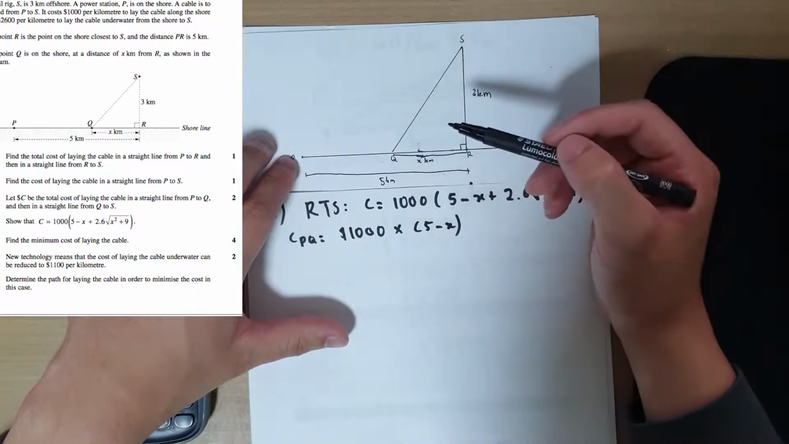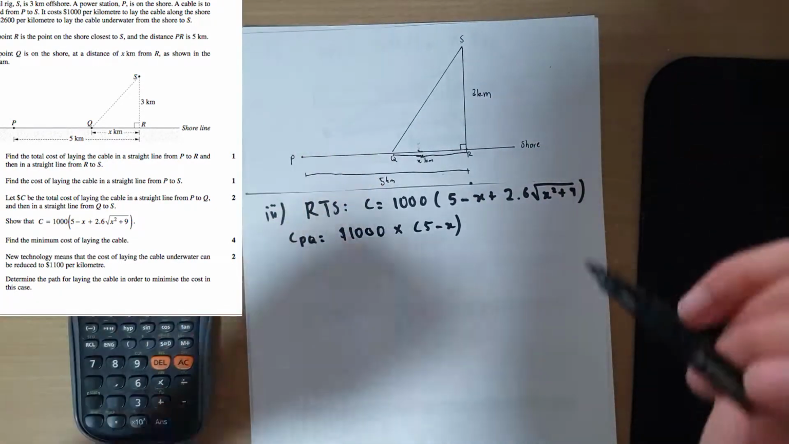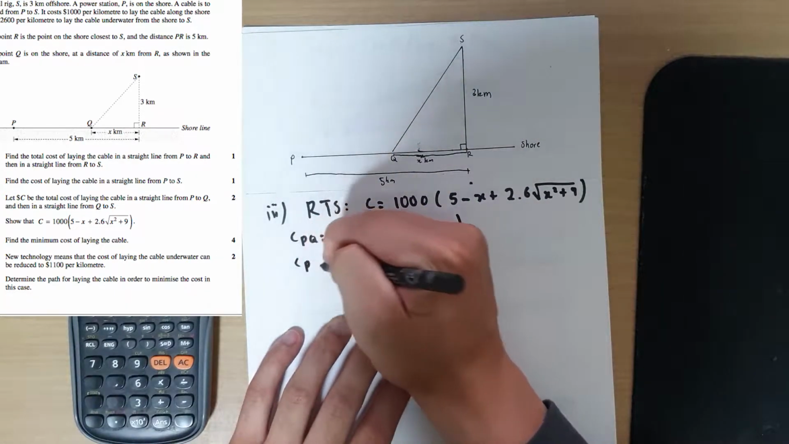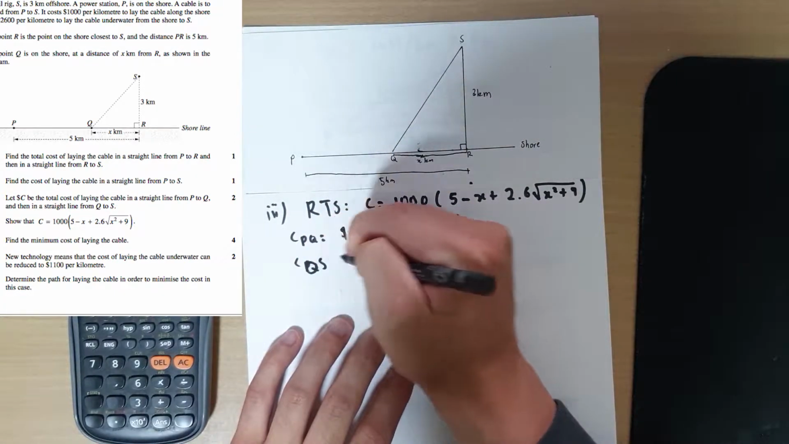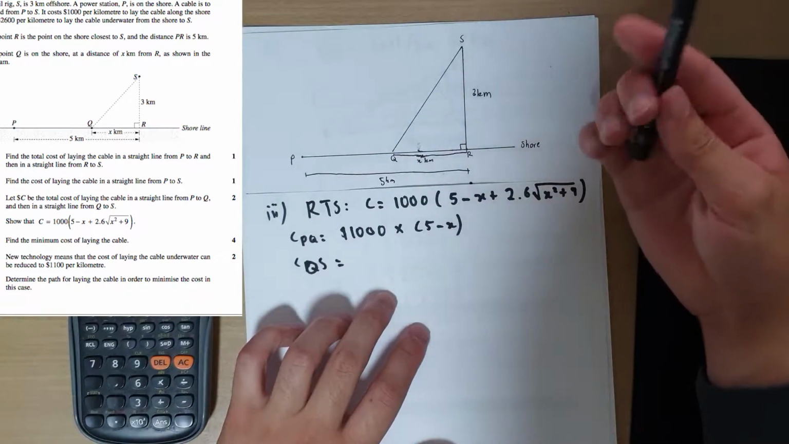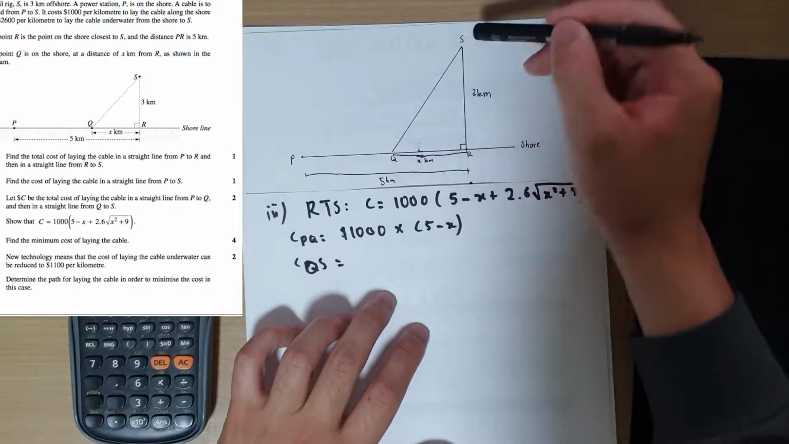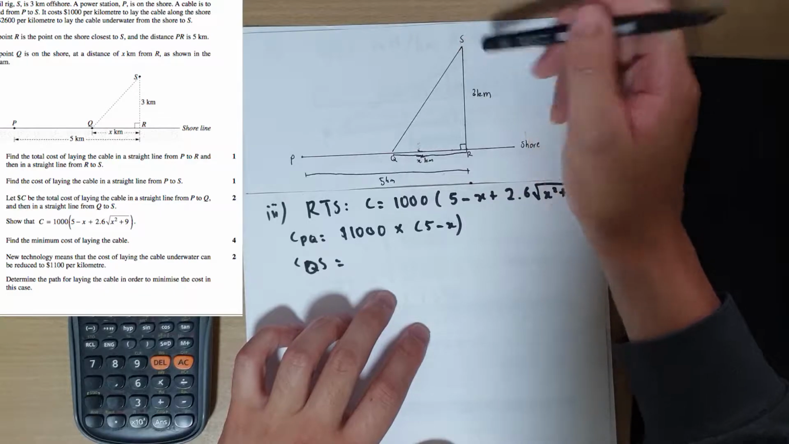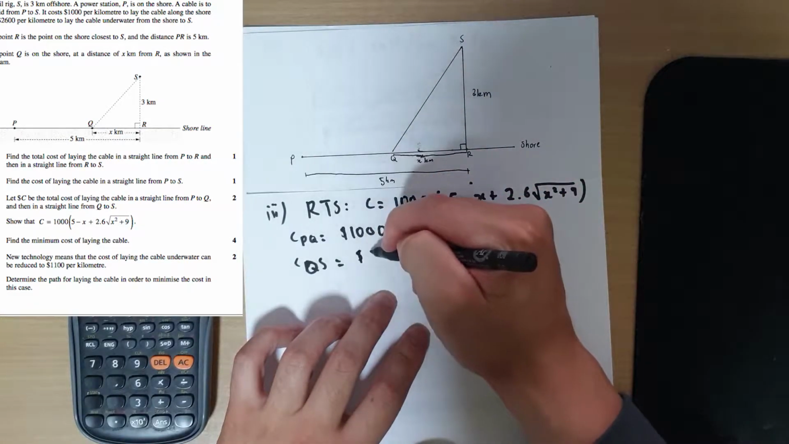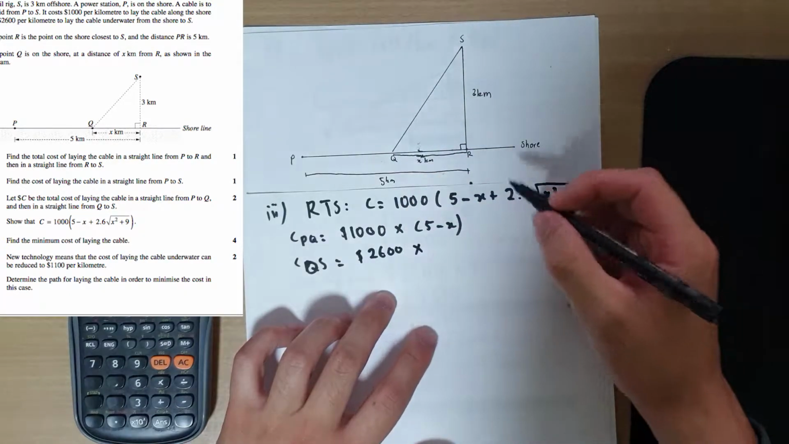What's the next part of the cable? It says Q to S. So how do we find Q to S here? Exact same as the previous question. We've got to find the cost of Q to S. So what's the cost per kilometer if we go Q to S? This is the shore, this is in the water. So if we're going from Q to S, we've got to lay our cable underwater, and our cost of that, as you see in the question, is $2,600. And then we've got to multiply this by the distance. So what's the distance QS?